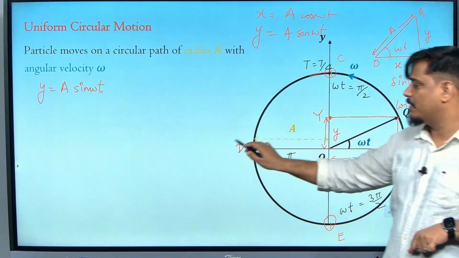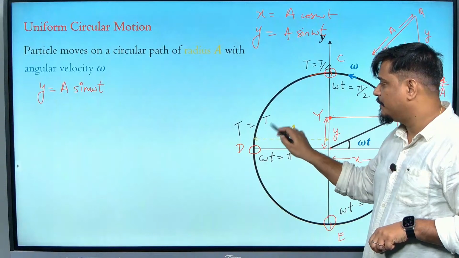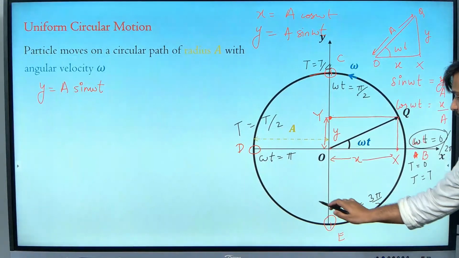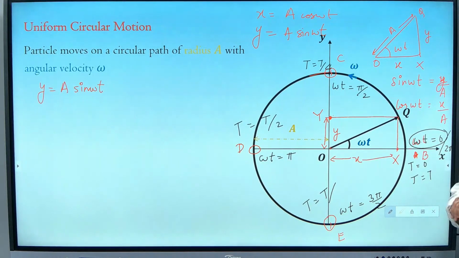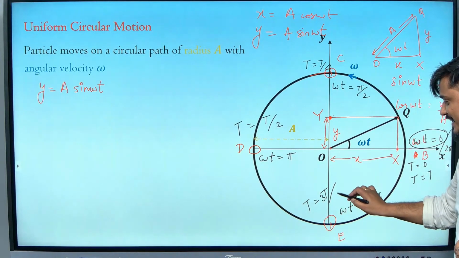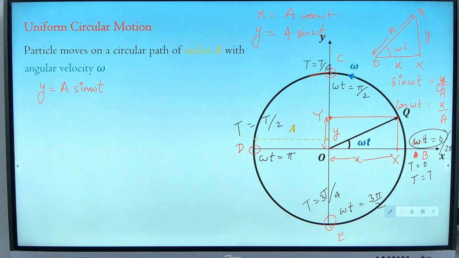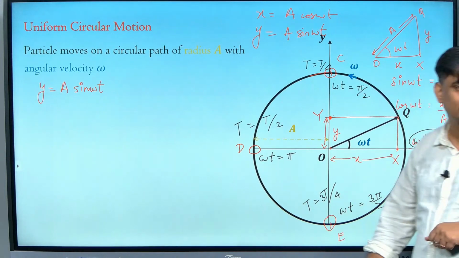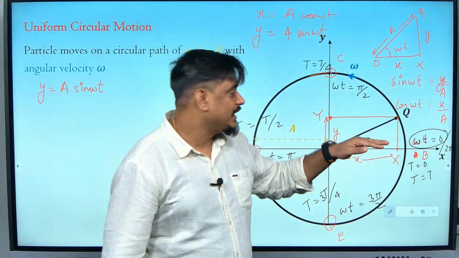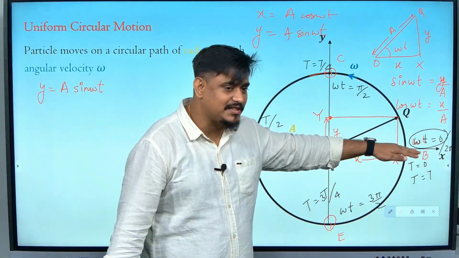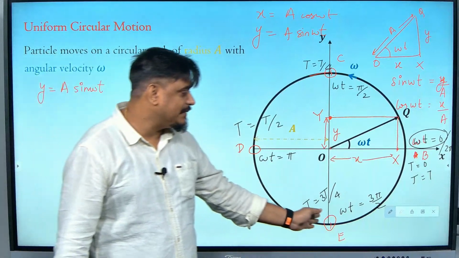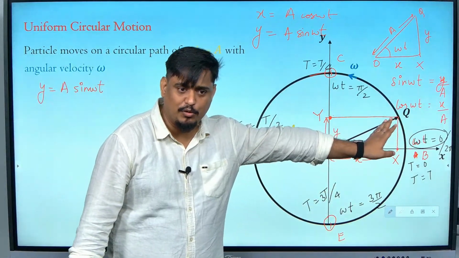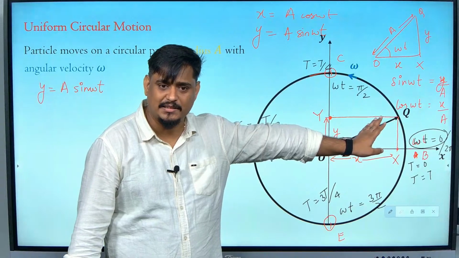Here time will become T by 2. Here it will become 3T by 4, that is 75%. And here it is t is equal to T. I will repeat. Time period starts from here at 0, T by 4, T by 2, 3T by 4, full T. Understanding how this time period is moving?